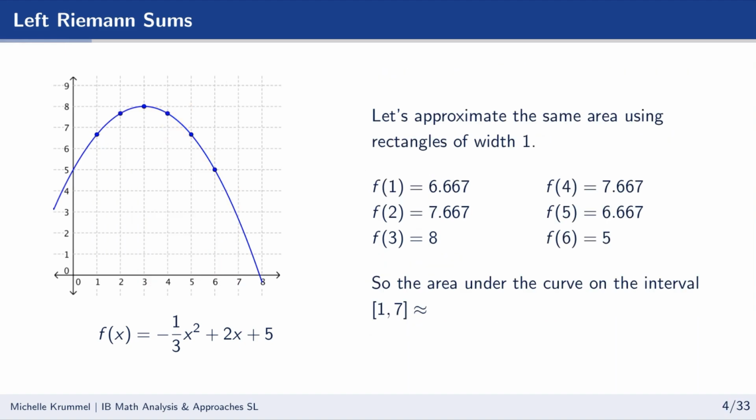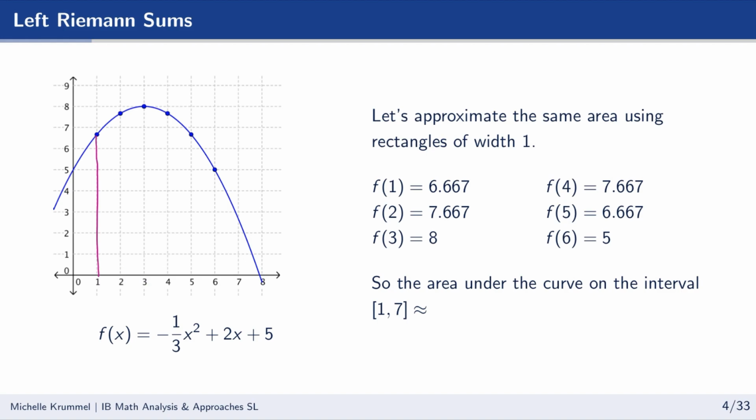Let's try this again, but instead of using rectangles of width 2, we're going to use rectangles of width 1. We're still working on the interval from 1 to 7. So we're going to use the left endpoint. So my intervals now are going to be 1 to 2, 2 to 3, 3 to 4, and so on until I get to 7.